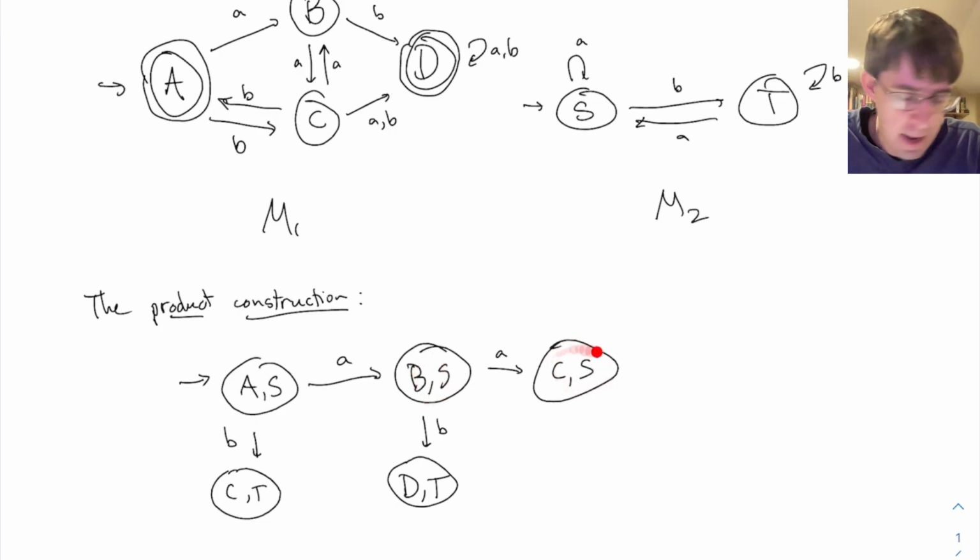How about this one? Where do my arrows go from C, comma, S? Anybody want to tell me? Can somebody shout out where should the A arrow go from CS? I heard DS from somebody. I think that's correct. CS, the C becomes a D when I do A, and the S stays like it is when I do A. So CS becomes DS. Am I right? Yeah, somehow I did that wrong on my paper.